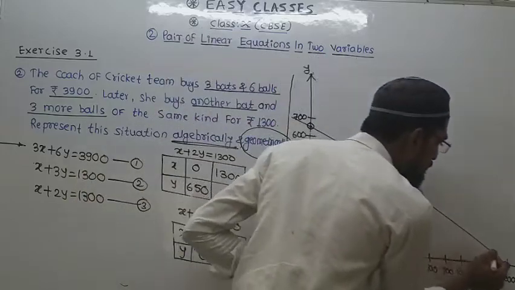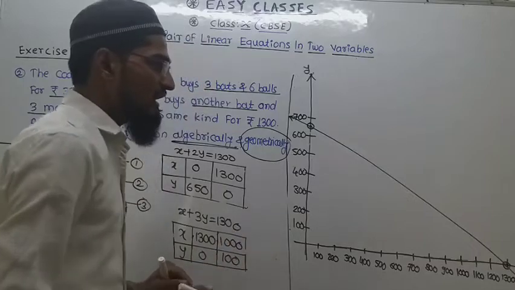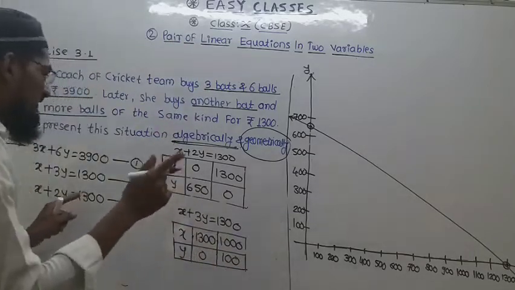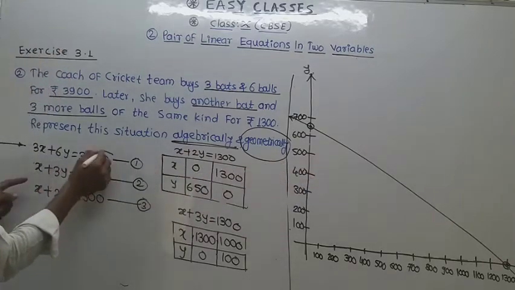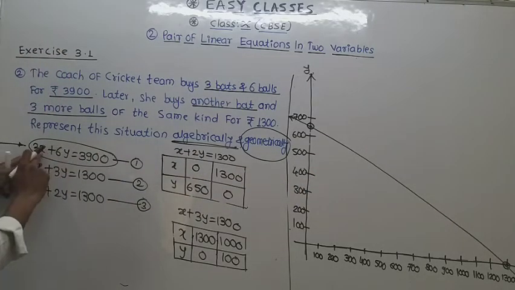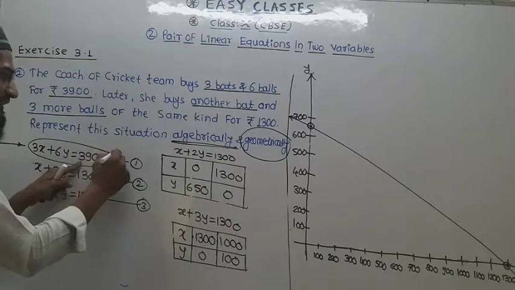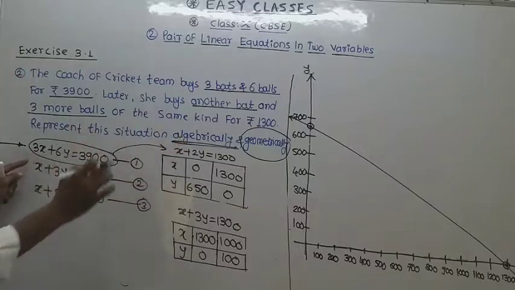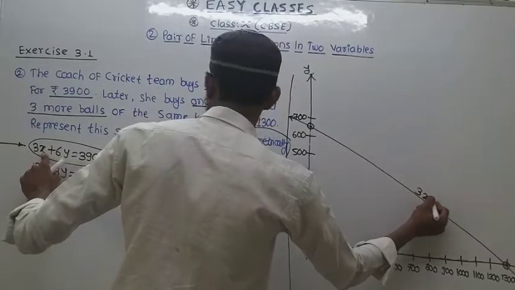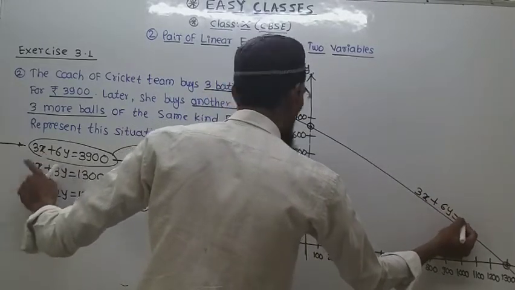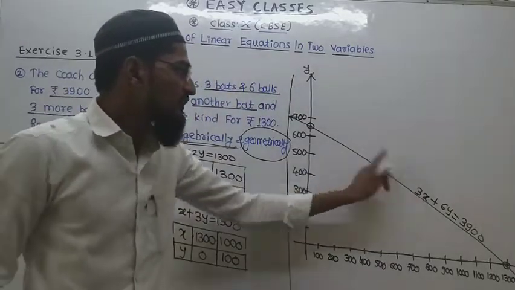Now we have to join these points. So we get a line, and the equation of the line we can write any. Here x plus 2y is equal to 1300, or initially we have taken the equation 3x plus 6y is equal to 3900. So any of both we can write. So I write the first one. So 3x plus 6y is equal to 3900. So it is the equation of that line.